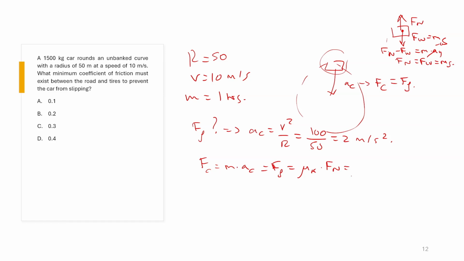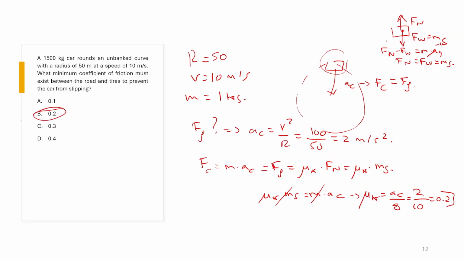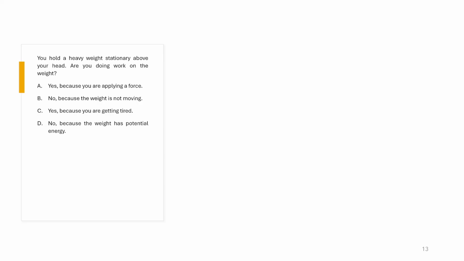this is 0, which means that the normal is just simply the weight, which is mg. So when I go here, I can replace the normal with mg. And so I can find now, finally, that mu sub k mg equals m times centripetal acceleration. Don't need the mass of the car actually. Mu sub k is the centripetal acceleration divided by g. Because centripetal is 2 and g is 10, this is 0.2. That's 0.2, option B.